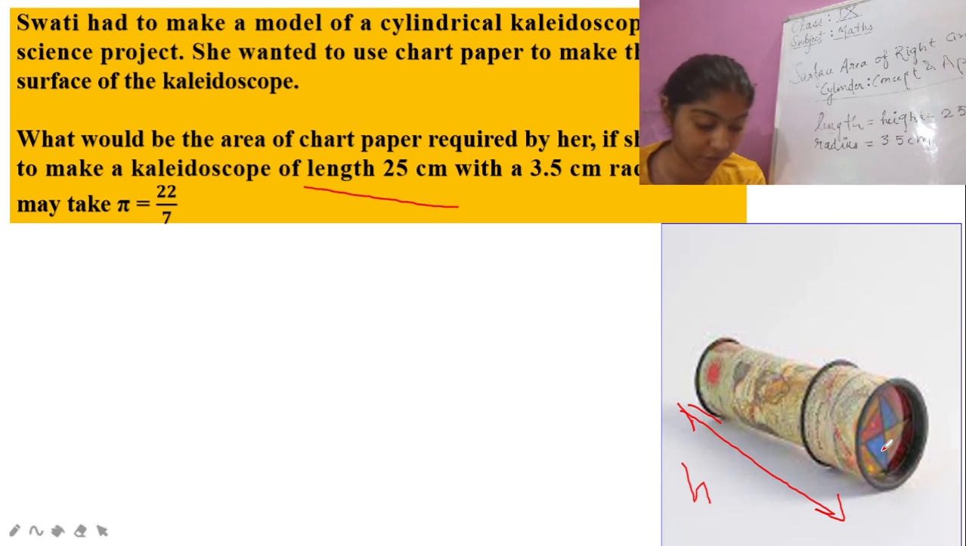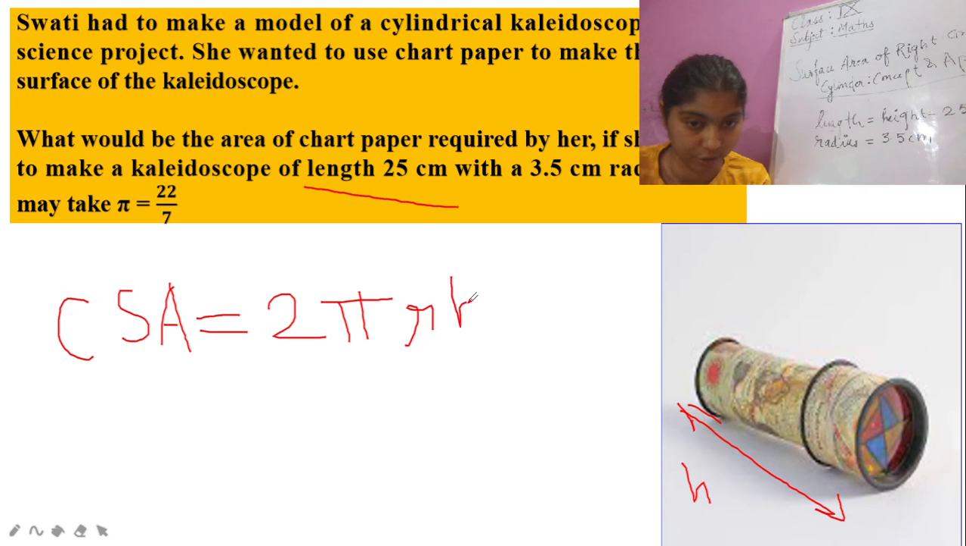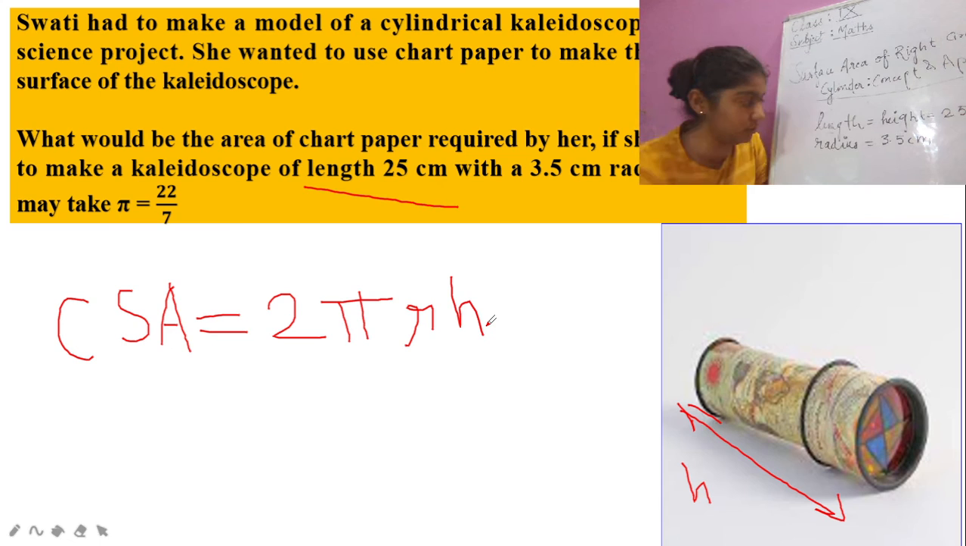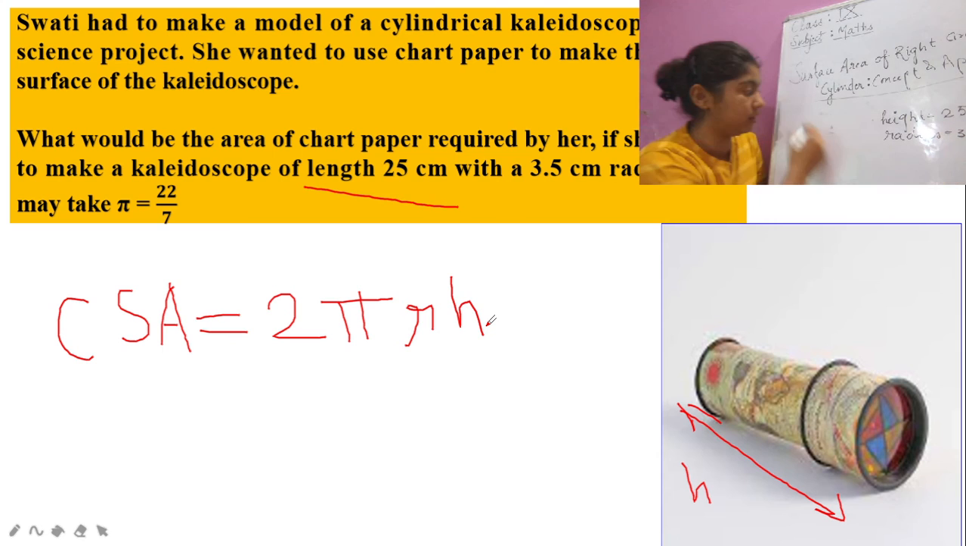So what is the formula for the curved surface area? Yes, for the curved surface area, what formula do we have? Let's see. That is 2 pi r h, right? So please substitute all the values. So let's substitute. Height is given to us, radius is given to us, which is 3.5. So curved surface area, that is 2 pi rh.